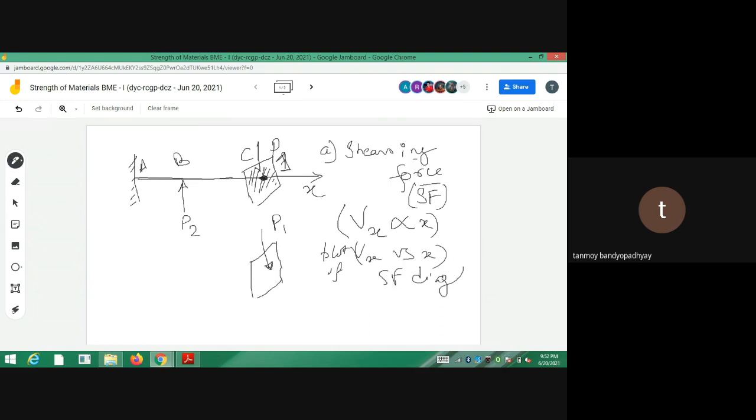Similarly, as you can see, if you start moving along the beam from C to A, you see that from C to B the shear forces are constant. Whatever the shear force is, it starts from A up to B. If you draw a free body diagram, the shear force is constant for the part BC.